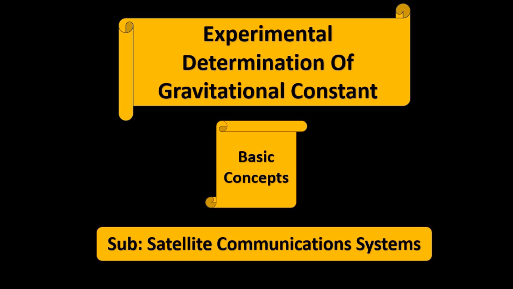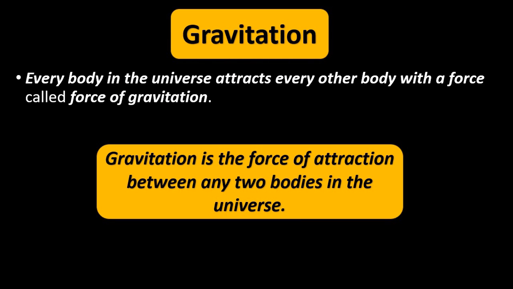So we'll continue our discussion related to gravitation and gravity. In this video we are going to discuss the experimental determination of the value of the gravitational constant. So far we have discussed the basic concepts related to gravitation, that is, every body in the universe attracts every other body with a force called the gravitational force. And when one of the attracting objects is Earth, then that gravitational force is called gravity.